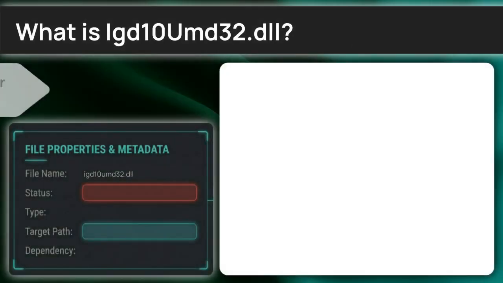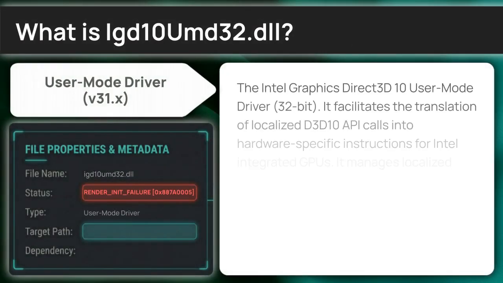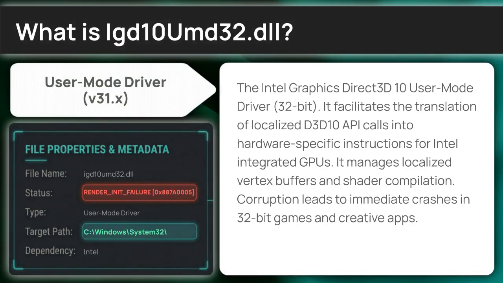This is the igd10umd32, the Intel Graphics Direct3D 10 user mode driver 32-bit. It facilitates the translation of localized D3D10 API calls into hardware-specific instructions for Intel integrated GPUs. It manages localized vertex buffers and shader compilation. Corruption leads to immediate crashes in 32-bit games and creative apps.